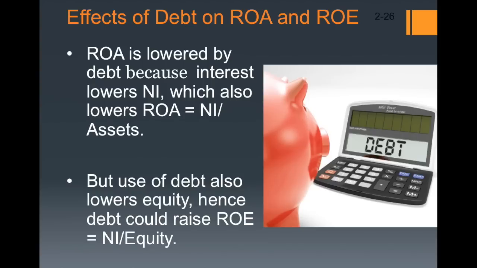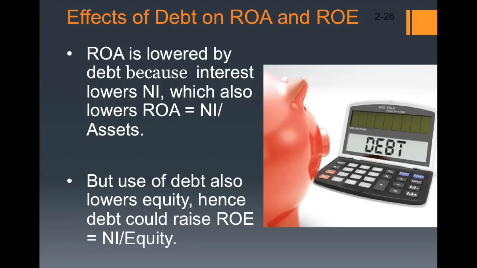Well, let's look at what happens when a company has more debt in the capital structure. If a company has more debt, they're going to have more interest expense. More interest expense means a lower net income. Well, if net income is lower and debt and assets stay the same, ROA is going to be lower. But let's look at ROE.